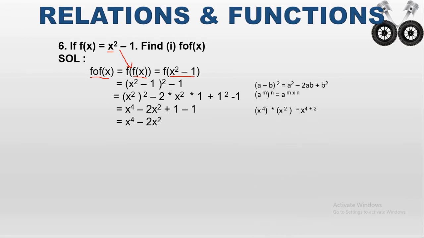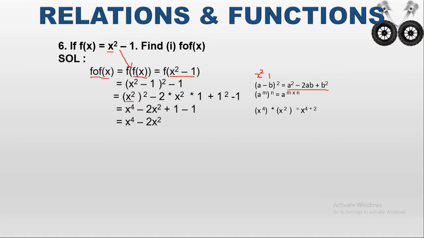So it's like the formula a minus b whole square. a minus b whole square equal to a square minus 2ab plus b square. So here a value is x square and b value is 1. So instead of a you have to substitute x square. So x square whole square minus 2 into x square into 1 plus 1 square minus 1. Whenever there is a power m whole power n, then you have to multiply the powers, that is m into n. The same concept you have to follow here.